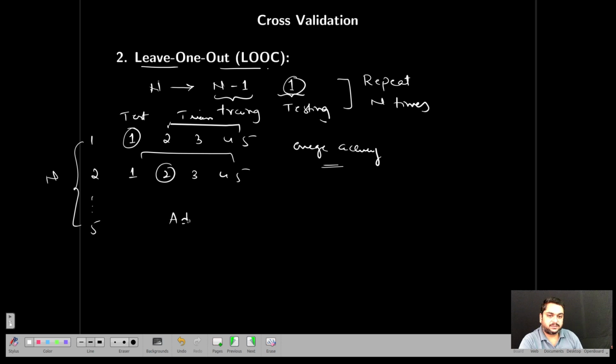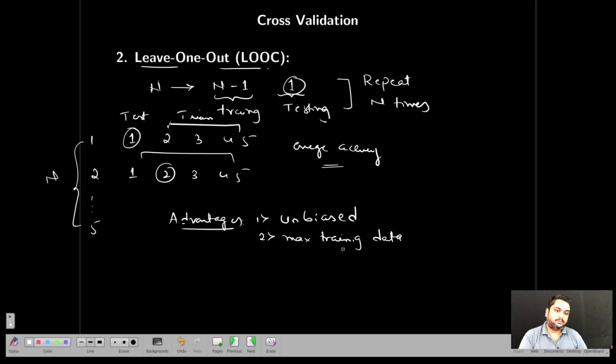So what are the advantages of this technique? The first advantage is it is unbiased, because I am taking every data point into consideration. So the model is good. Second, maximum training data is used. So it means the model is trained on the complete data set. Unlike the previous one, hold out, where we split it as 70-30 or 80-20, so that 20% will never be trained at all. Here it is not the case. Every data point is trained.